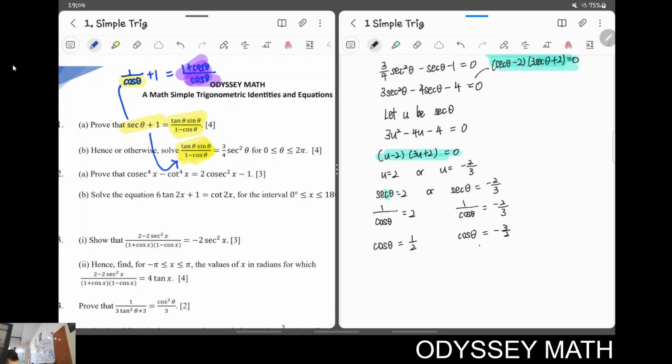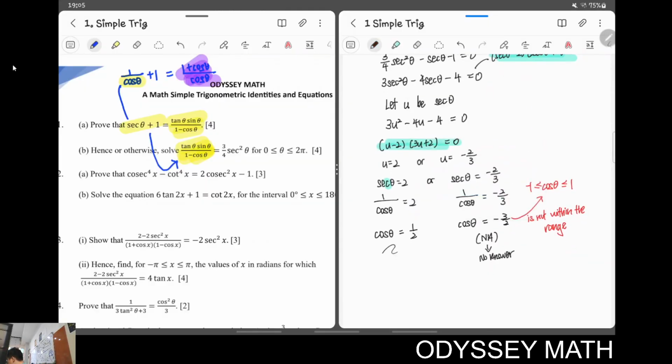Now here I want you to write this NA, no answer. This means no answer. Do you all know why no answer? Let me explain this in red. Look here. Well, that's because cosine theta must be between minus 1 and 1 inclusive. Understand? However, minus 3 over 2 is not within the range. You understand? So there is no answer. You got it? You cannot find a theta so that cosine theta is minus 3 over 2. It's impossible, because cosine theta is between minus 1 and 1.